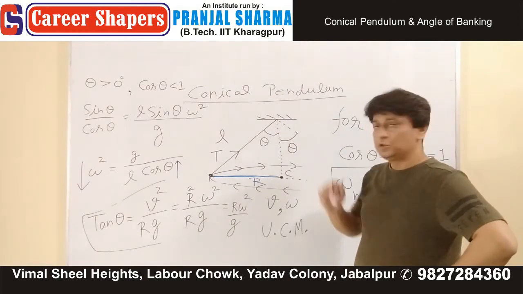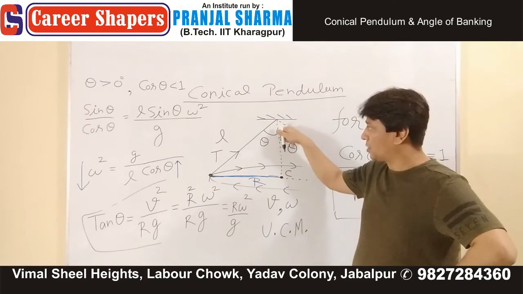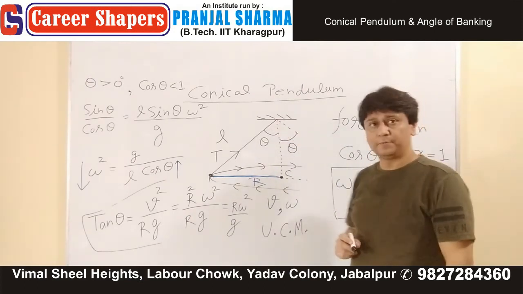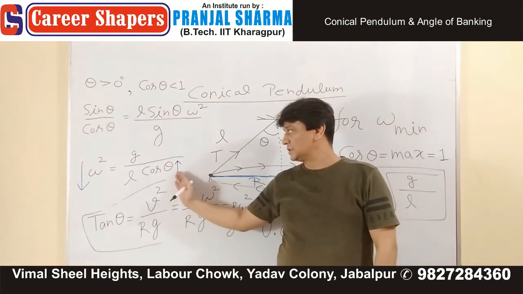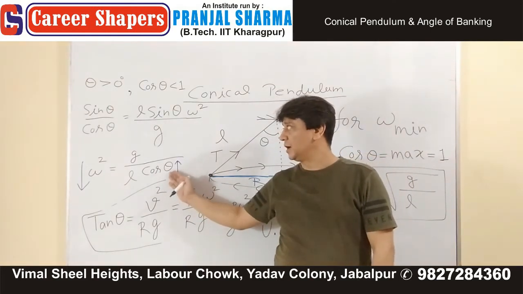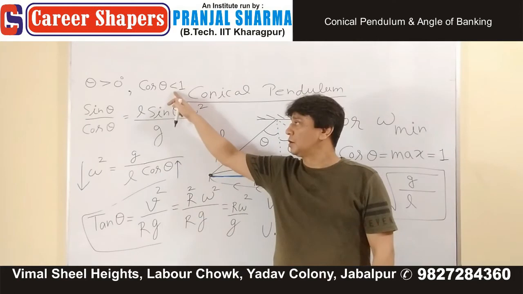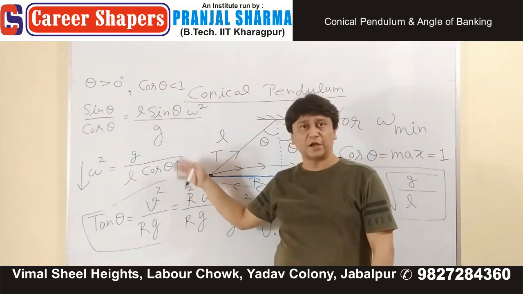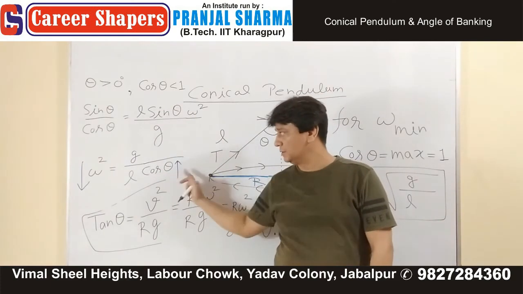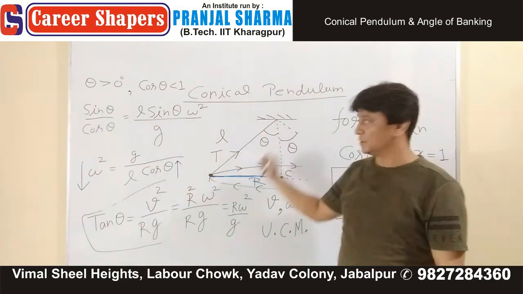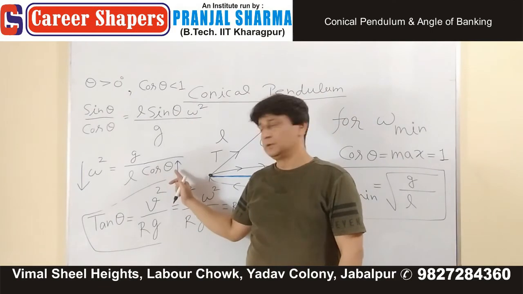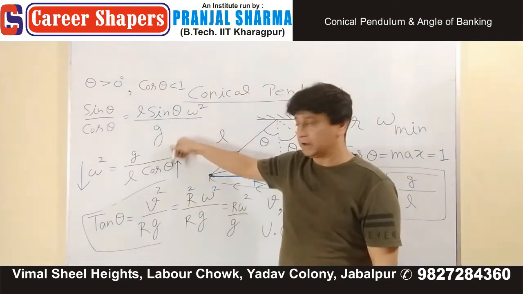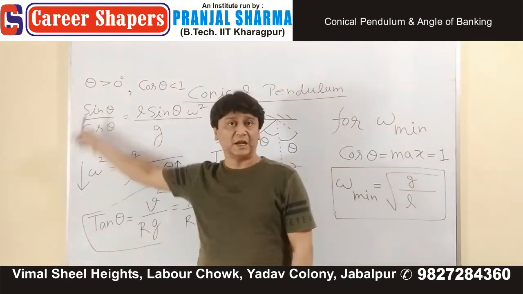Decrease. So the moment you are going to form the cone, your theta is almost what? 0. When theta is 0, cos is less than 1. Now if you try to increase theta, this cos term is going to decrease, and then omega will increase.